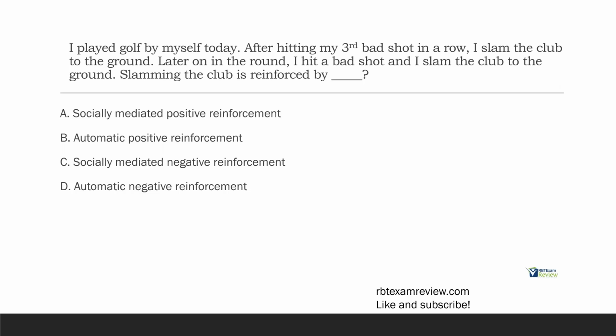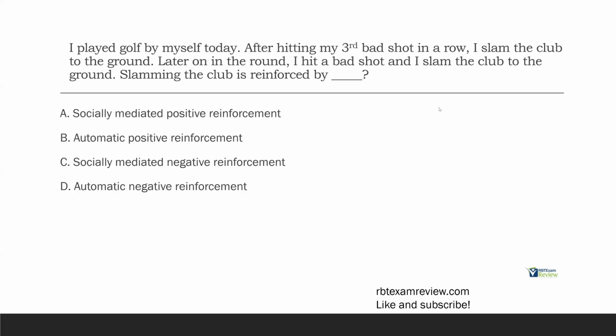This time the question tells us it's reinforcement, but it's asking about a specific behavior. It's asking about this slamming the club. And when you get a behavior question, first thing you need to know is what is the behavior, what are the antecedents, what are the consequences? In this case, the first antecedent to slamming the club is hitting a bad shot. Later in the round, again, hit a bad shot, slam the club.